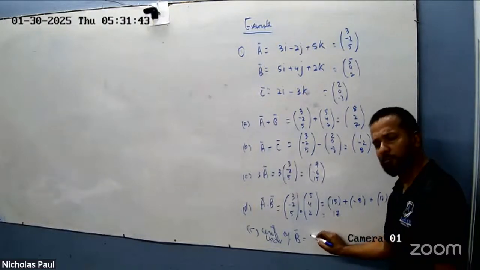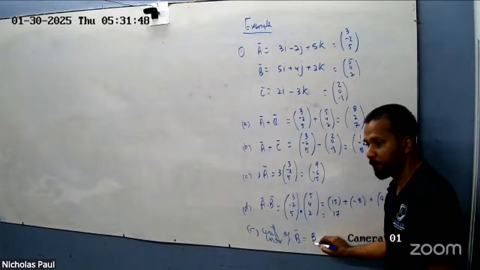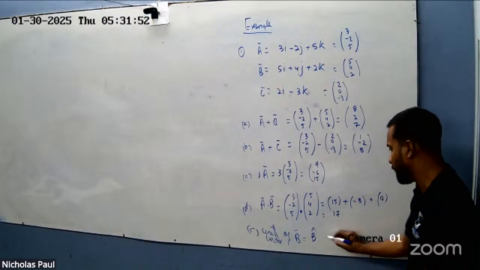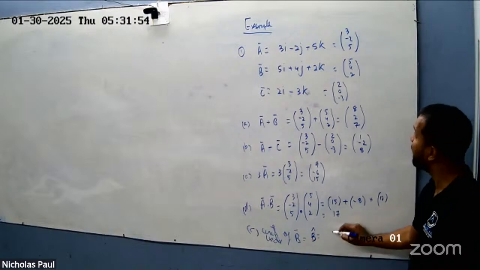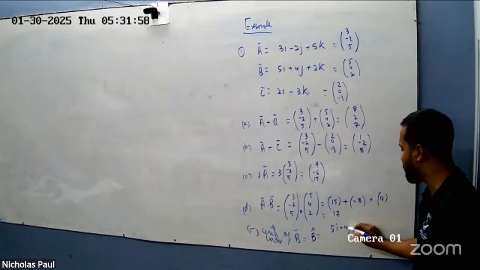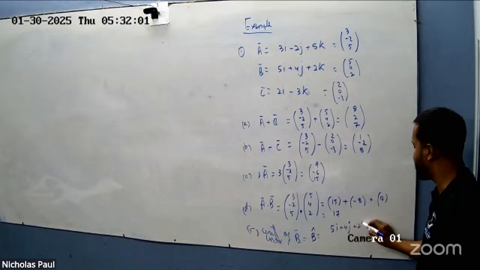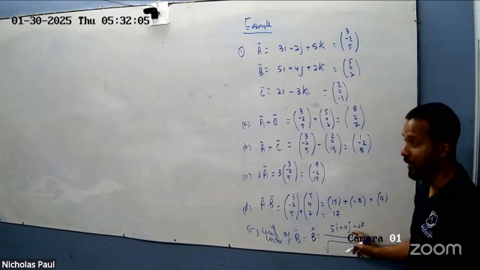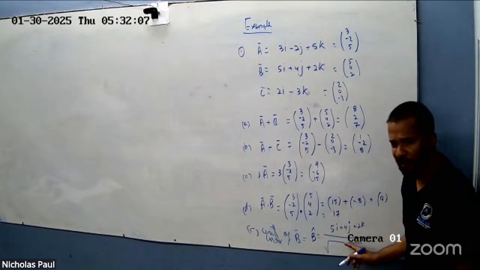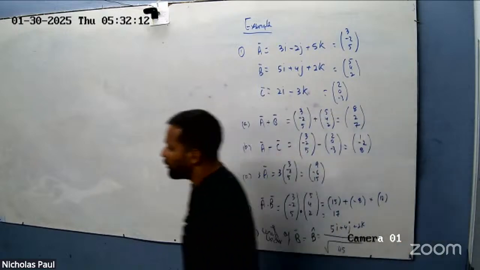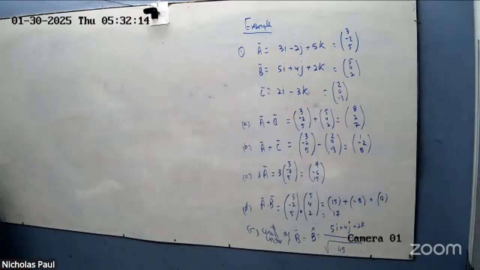By the way, how do you write a unit vector again? What's the little symbol? Like a little hat on top, right? Yeah, so you write the vector P, which was 5i plus 4j plus 2k, all over its magnitude. How much is that? That's the square root of 45.